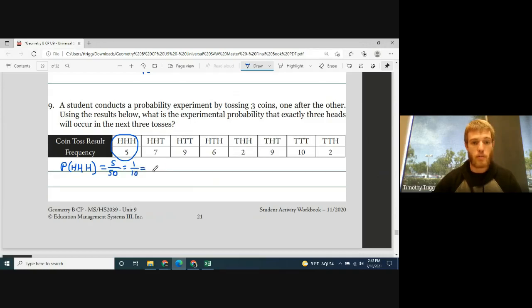If you want it as a decimal, that's 0.1. If you want it as a percent, just move the decimal twice. So that would be 10%. Okay. 1 over 10 is the same as 0.1 is the same as 10%. So these are all the correct answer. They're just different ways of writing it.